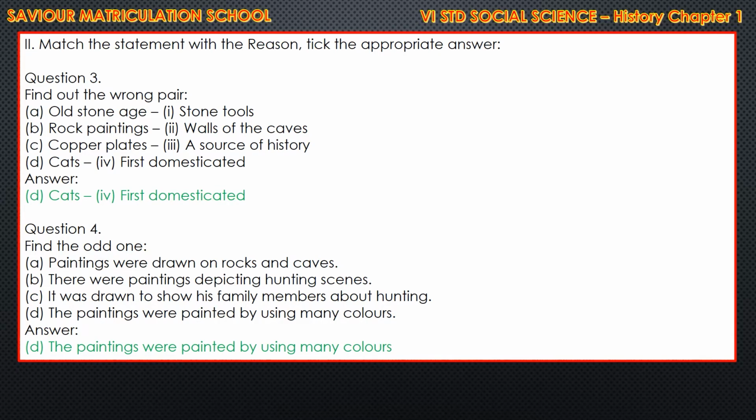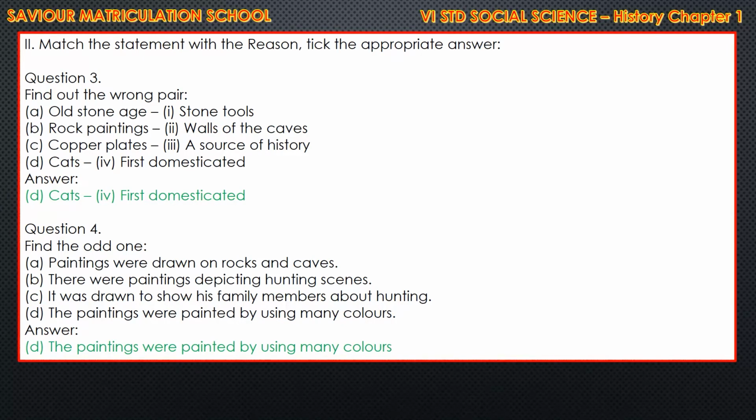Here, the answer is D, because dogs only were first domesticated by the prehistoric people. Okay, children, not cats, only dogs they first domesticated. So, the wrong pair is D. Cats first domesticated is the wrong answer.